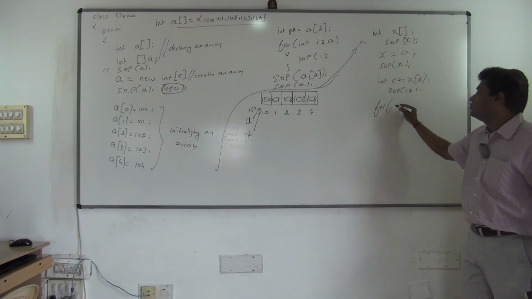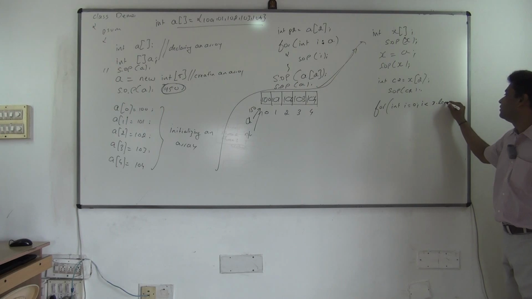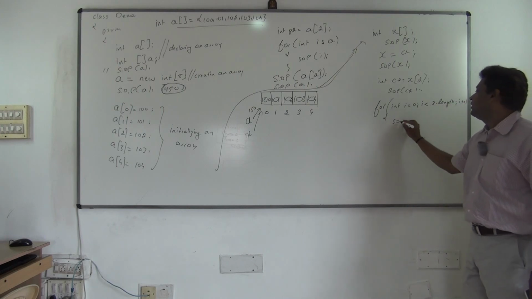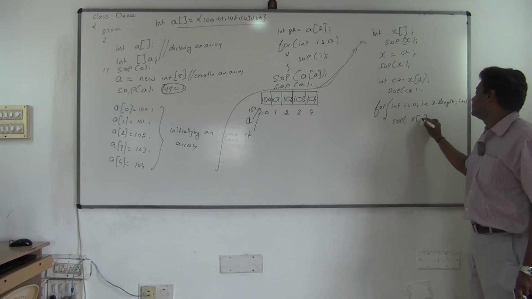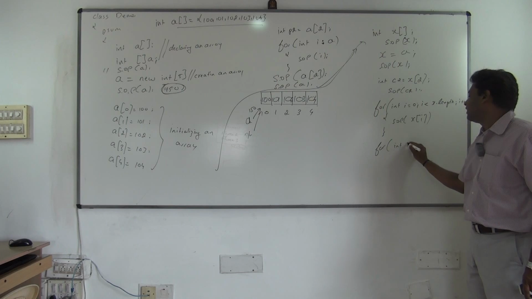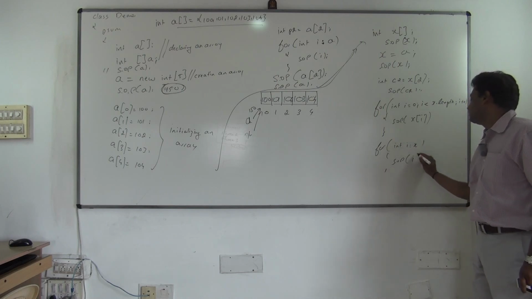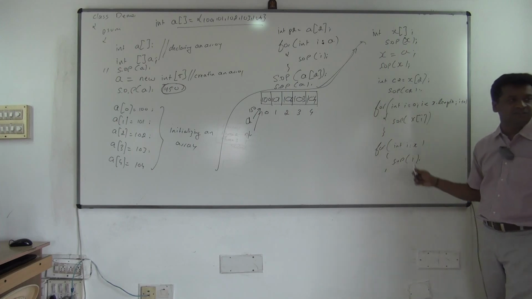Now, if I want, I can use the traditional for loop: int i = 0; i less than X dot length; i plus plus, SOP X of i. You can use it like this, or you can use the enhanced for loop: for int i colon X, SOP i. Both are correct. This is the traditional, and this is the enhanced for loop.